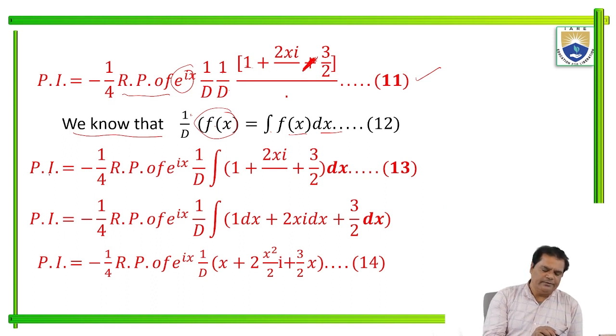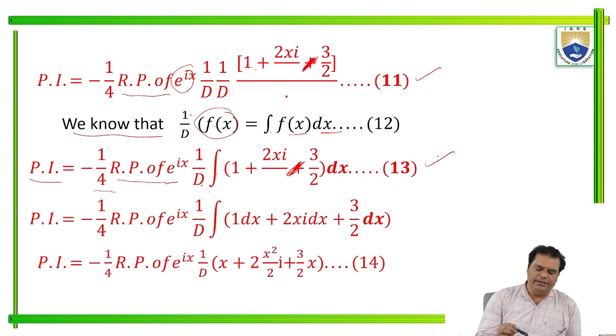So now here the particular integral is equal to minus 1 by 4 Rp of e to the power ix times 1 upon D. And 1 upon D means integration. The function is 1 plus 2xi minus 3 by 2. This is equation 13.